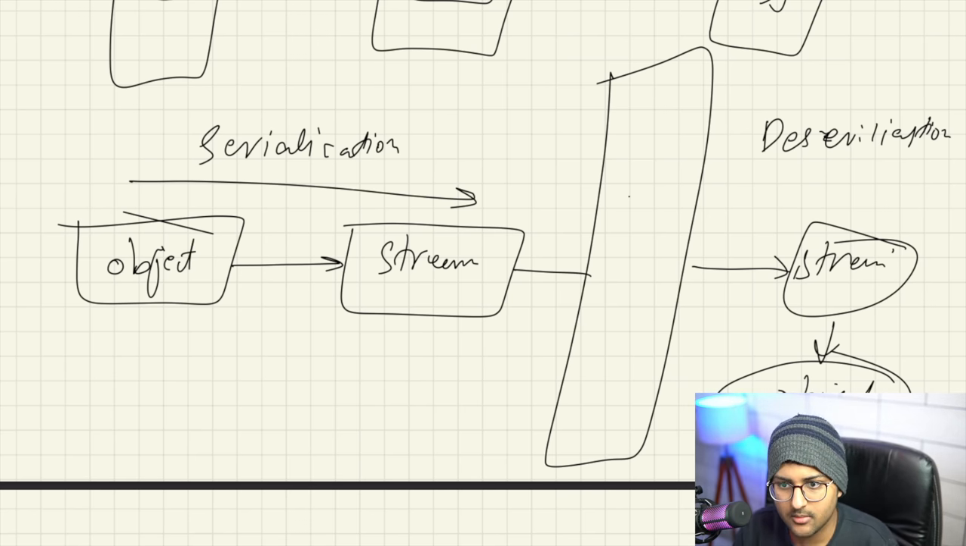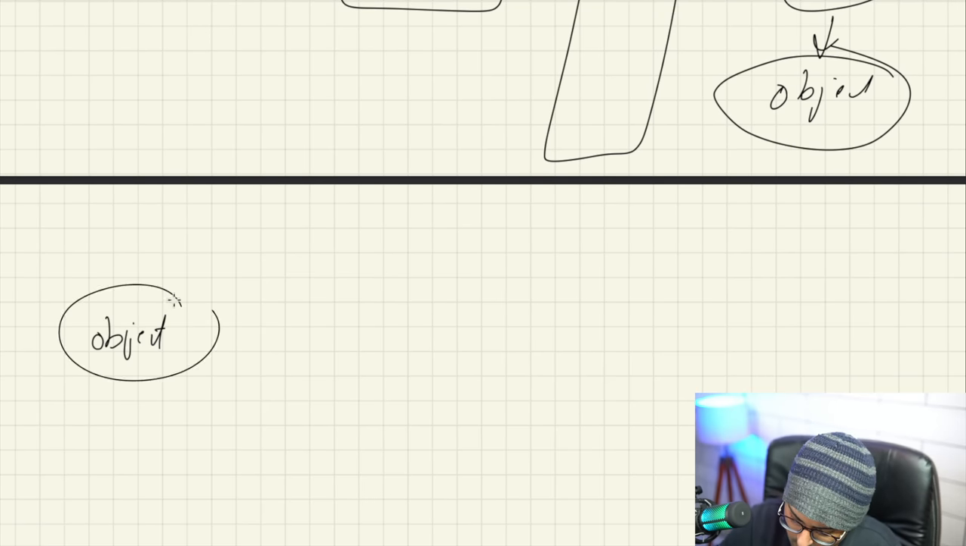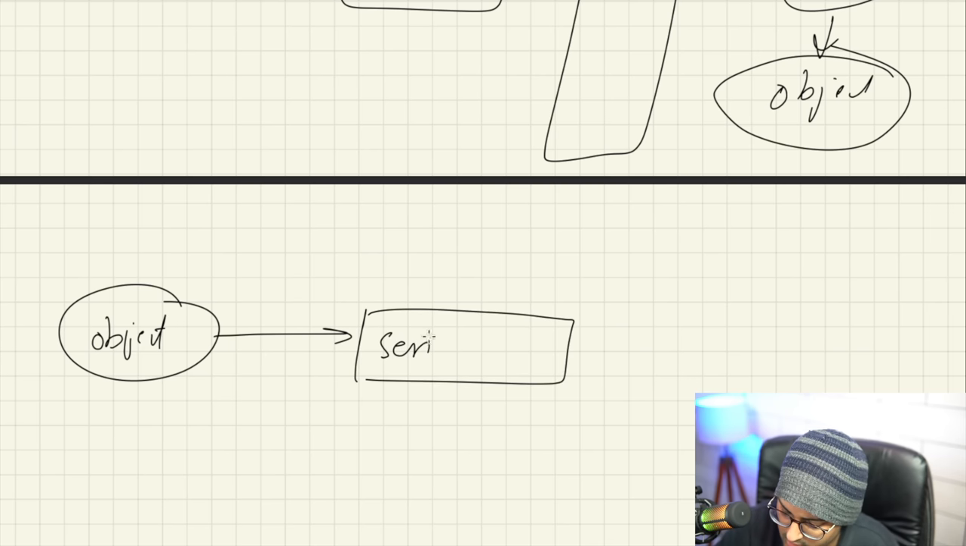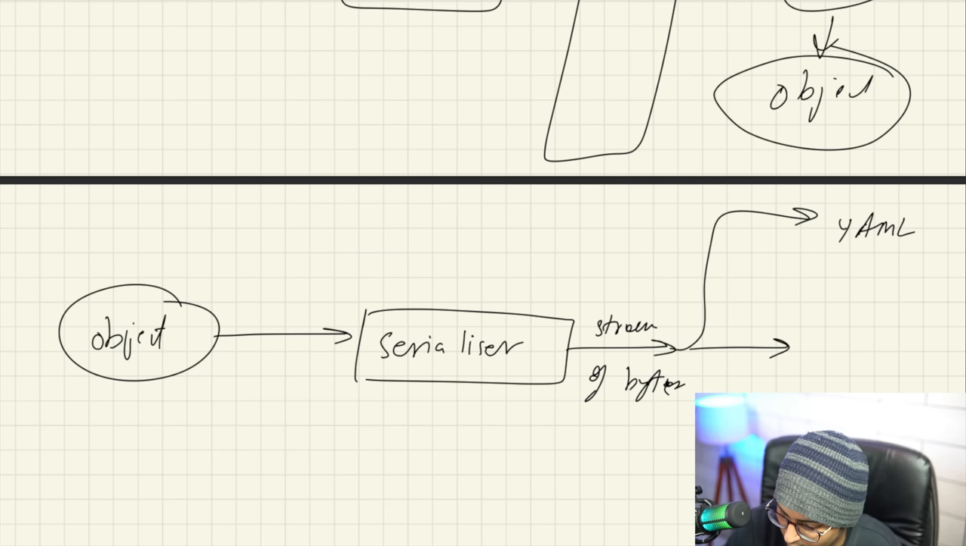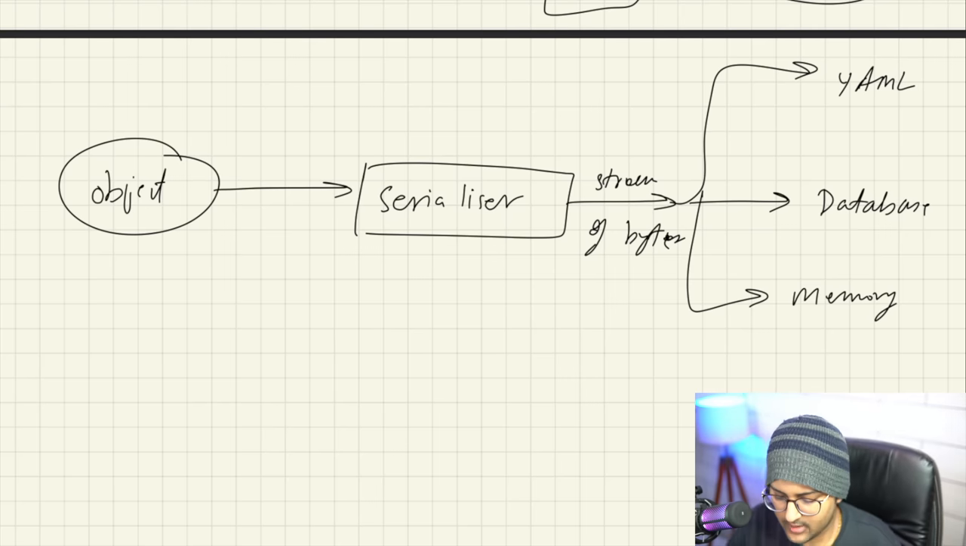Cool. So serialization means that, in simple language, you may have some object in your memory. You put it into a serializer, for example, and it converts it into a stream of bytes, just memory. And now you can store it in, let's say, your YAML file, your database, or your memory. So that's basically about it. I hope this makes it clear. This is serialization. Okay, so a refresher of an object.